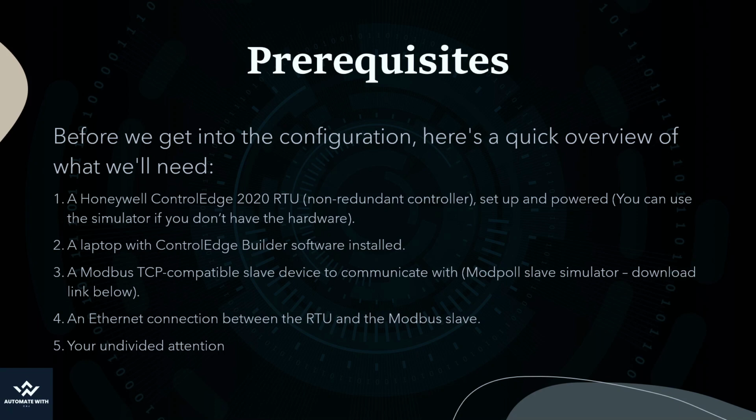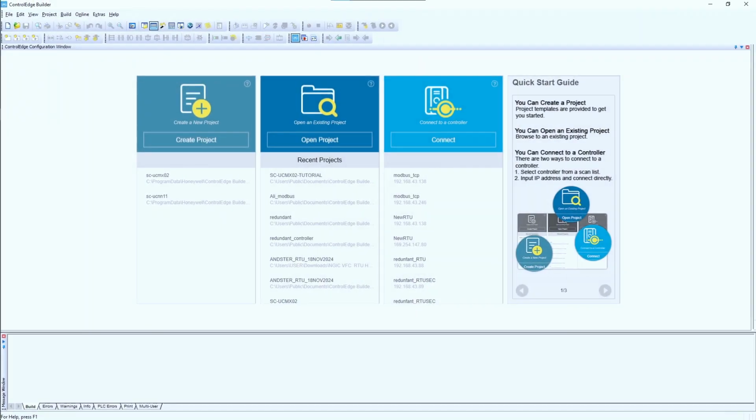So let's get started and go to ControlEdge Builder and start configuration. Drum roll, please. This is the ControlEdge Builder. In the next episode, I will show you how to configure the ControlEdge 2020 RTU using the ControlEdge Builder software.